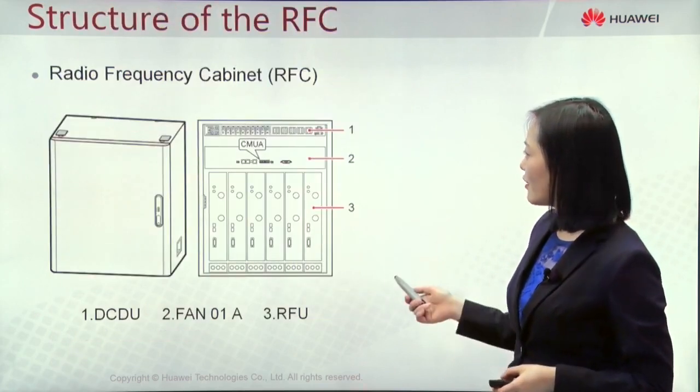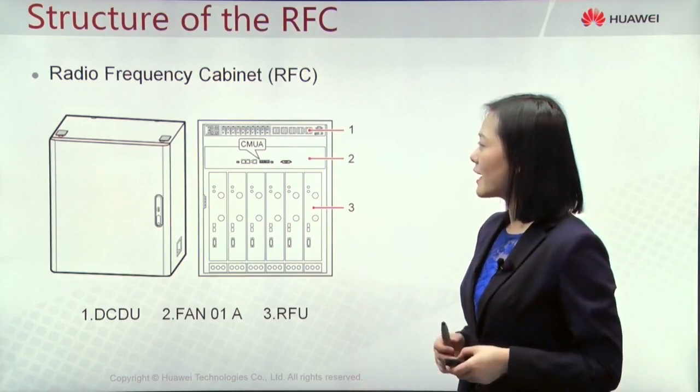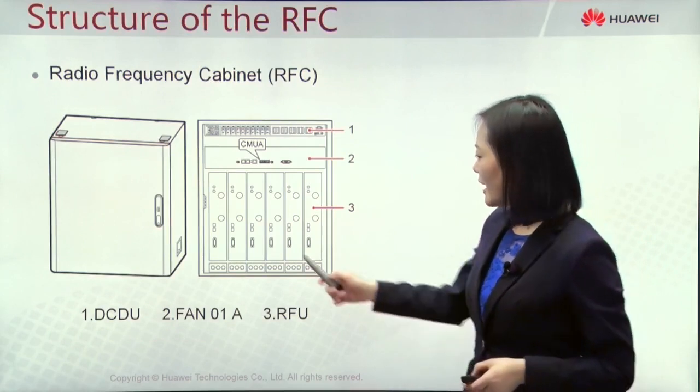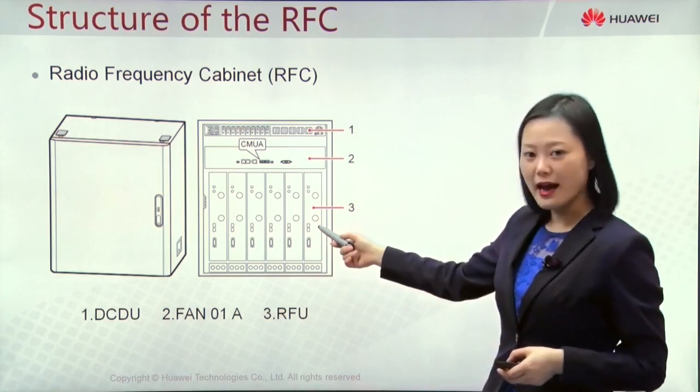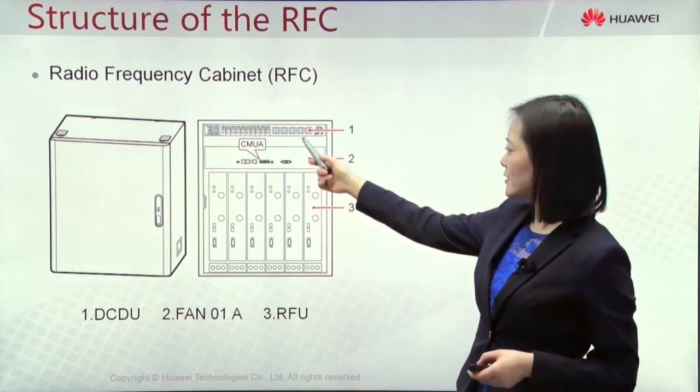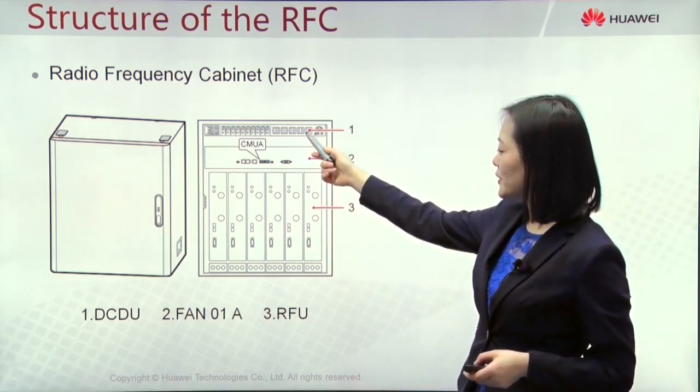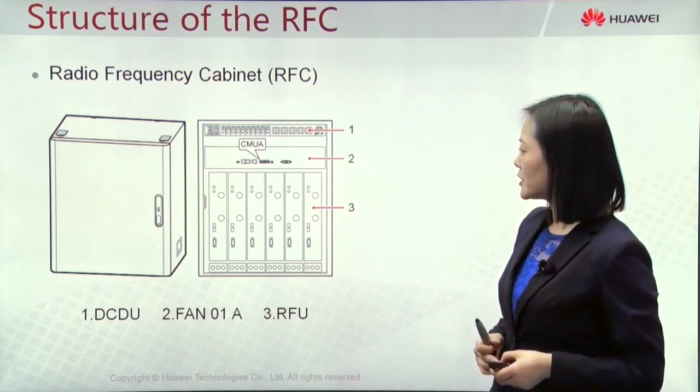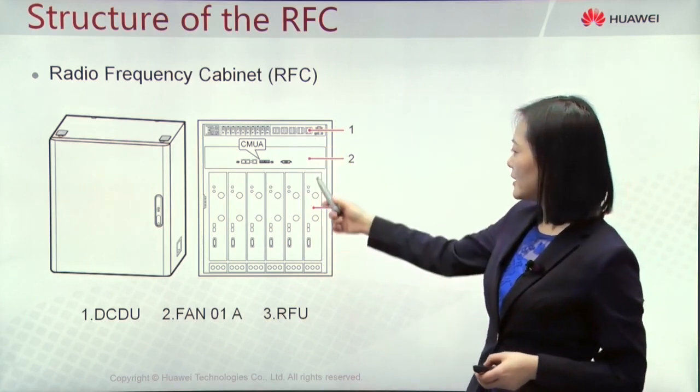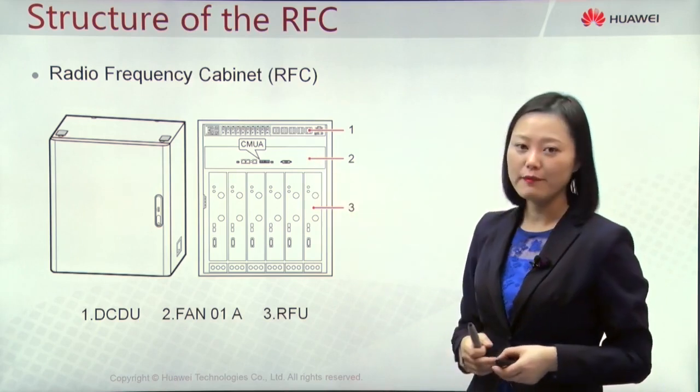Now have a look at this RFC cabinet. Here is the space to install 6 RFU. And at the top is one DCDU, DC power distribution box. And position 2 is one fan box.